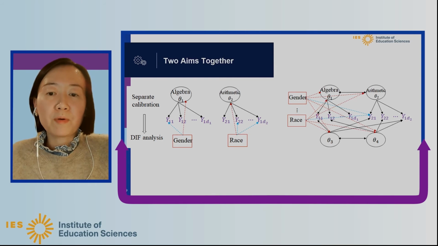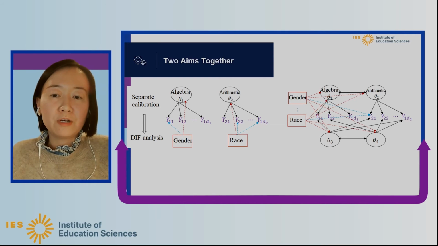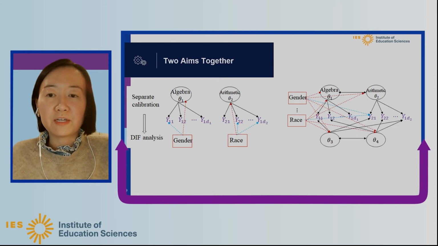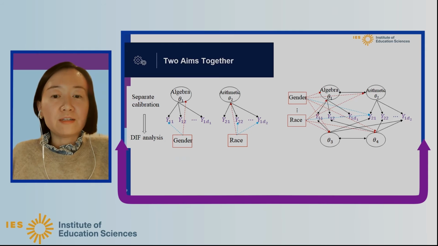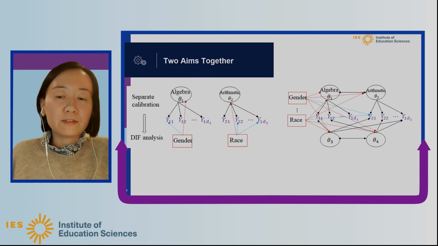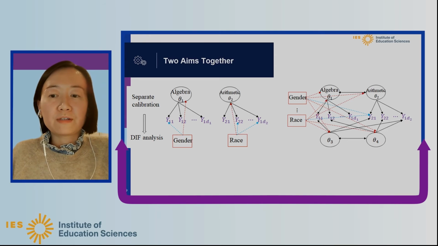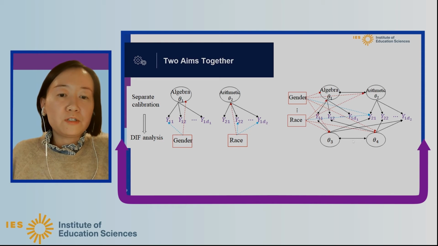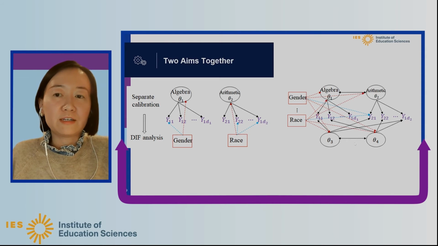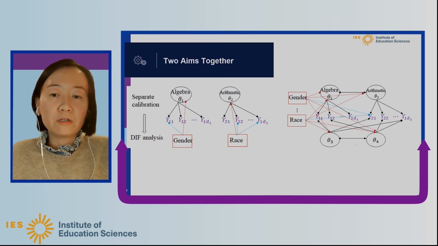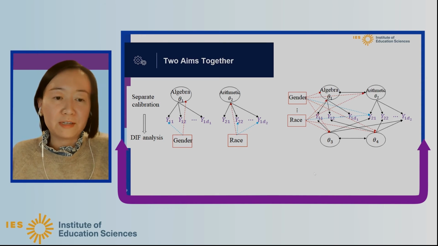Instead, we propose an integrated approach that can handle multiple covariates, multiple correlated constructs simultaneously. In addition, due to the efficiency of our algorithm, it can also handle a large number of factors. For example, here, theta 3 and theta 4 in the graph could refer to cognitive processes such as technical processing or numeric modeling, in addition to content-based factors like algebra or arithmetic proficiency.